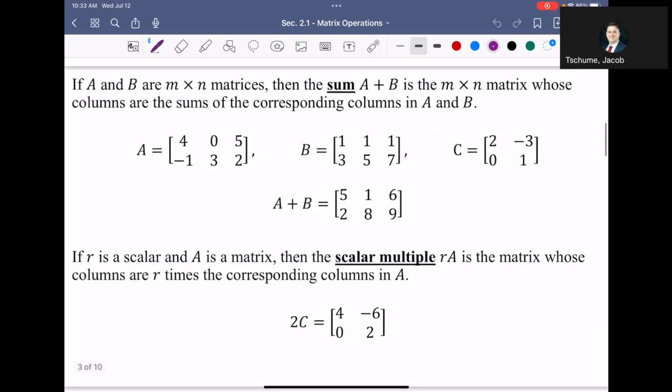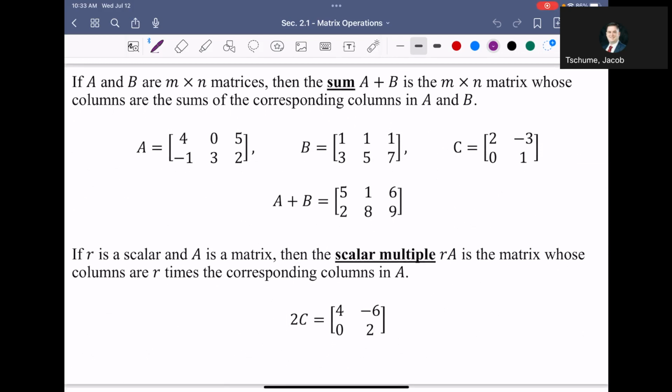So relating to the vector talk we did in chapter 1, we want to be able to do, like I said, some operations with matrices more than just using the columns or the vectors of matrices. When you are working with two matrices, let's say A and B, as long as they both have the same dimension, which I'm using m by n in this case, then finding the sum, or A plus B, is the m by n matrix whose columns are the sums of the corresponding columns in A and B.